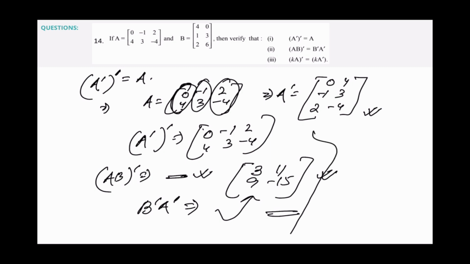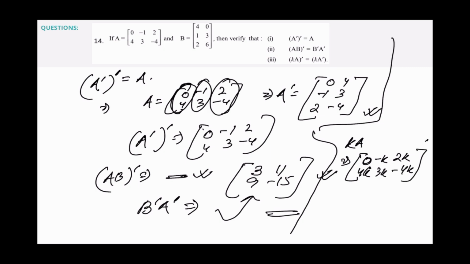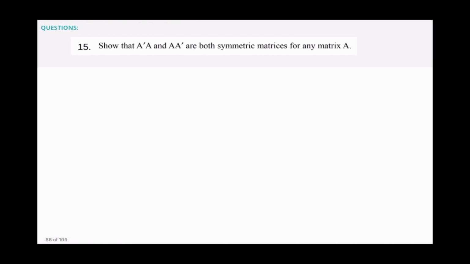Now last part, student, that is important. K into A, what does it mean? In matrix multiplication, whenever we multiply a scalar with a matrix, each and every element is multiplied. So 0, minus K, 2K, 4K, 3K and minus 4K. Now transpose it. So what are you going to get? 0, 4K, minus K, 3K, 2K, minus 4K. Correct? Done. Solve it, you will get the answer. Check the other part also. First transpose it and then multiply with K. You will get the exact same thing.